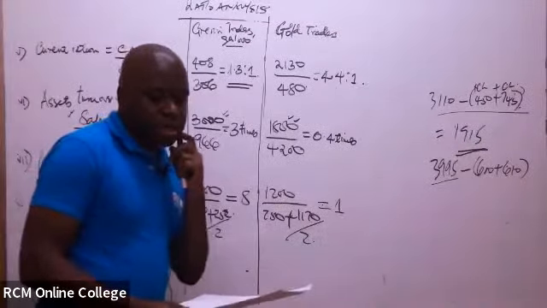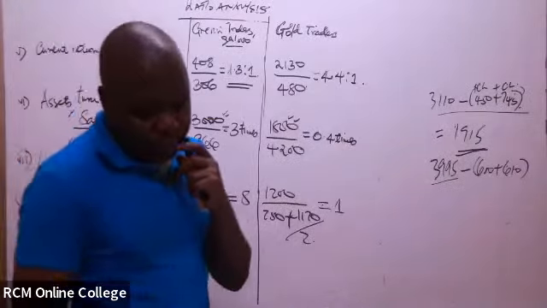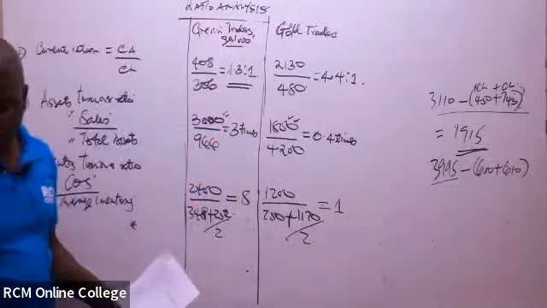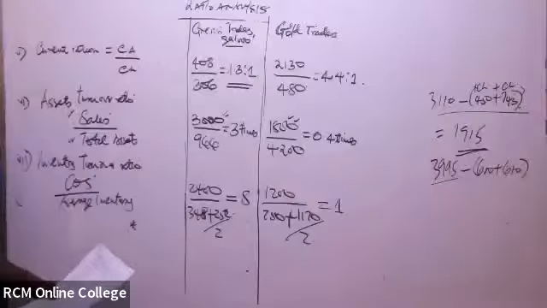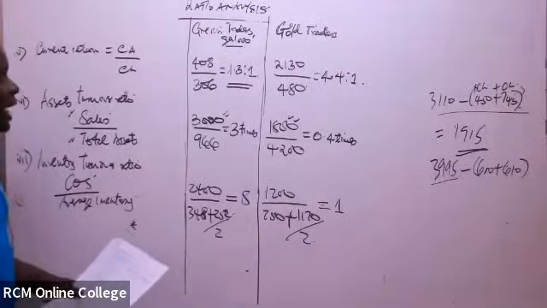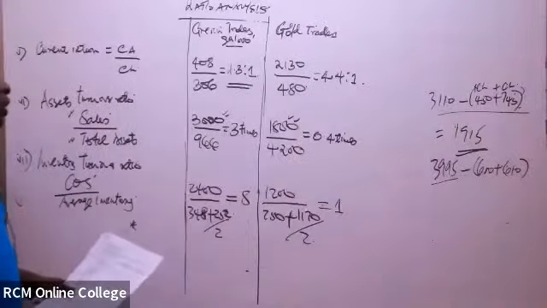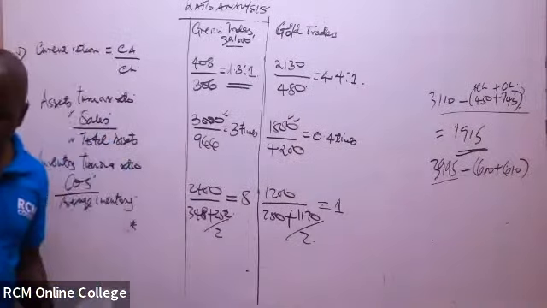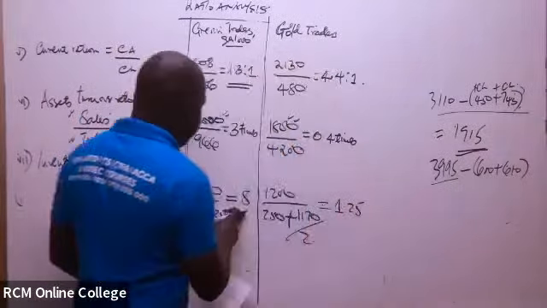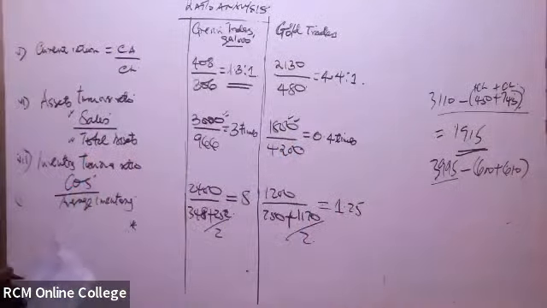This particular ratio indicates the frequency with which the inventory is converted into sales. How quickly are you converting your inventory into sales? It is 1.25, maybe you can put that 1.25. What about this one? Did you get any point there? Well, it was just a flat 8.